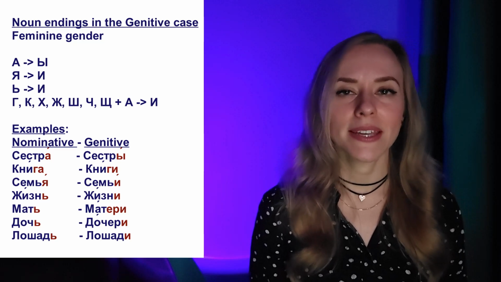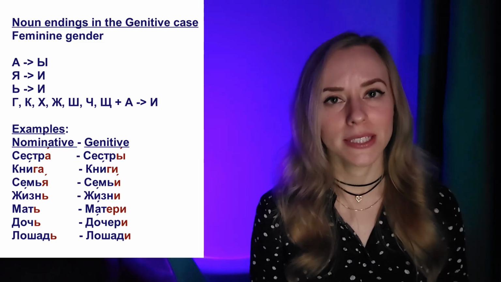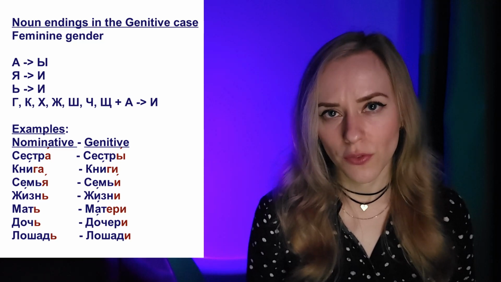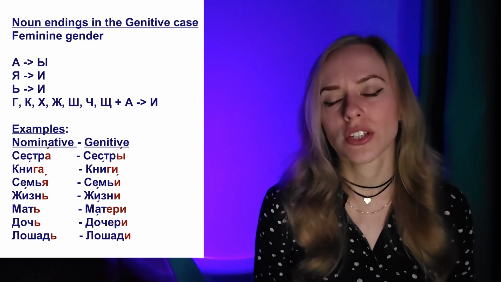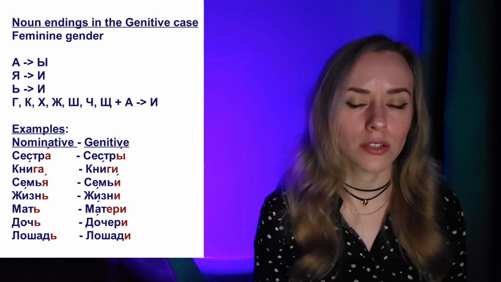The words мать and дочь change a little differently. Мать – матери, дочь – дочери. In other words with a soft sign at the end, usually we just change the soft sign, like жизнь – жизни, лошадь – лошади.